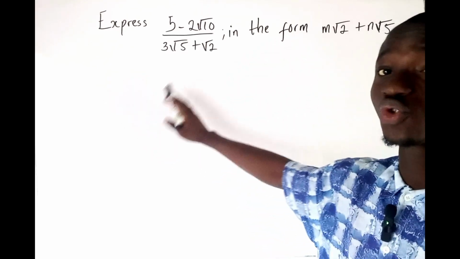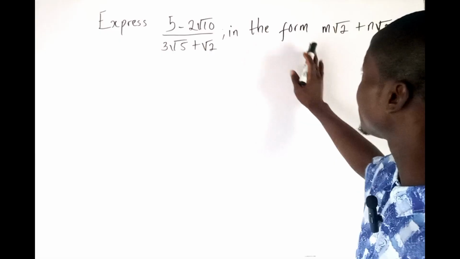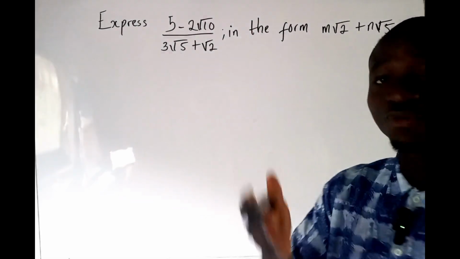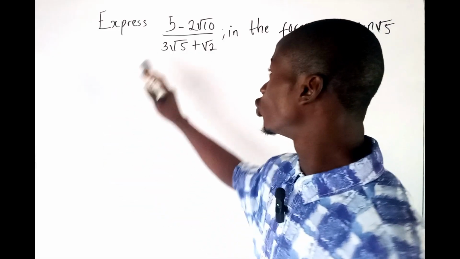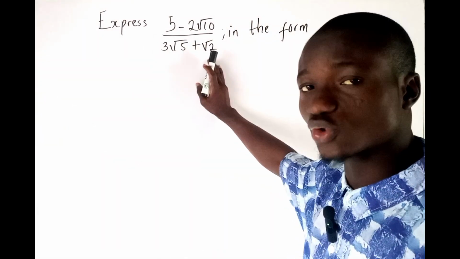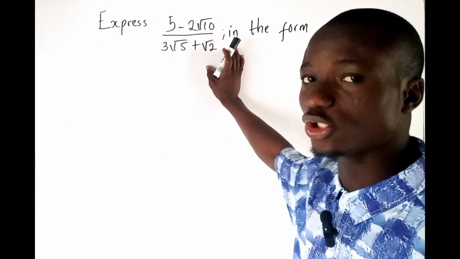Express (5 minus 2 root 10) all over (3 root 5 plus root 2) in the form m root 2 plus n root 5. How do we go about it? First of all, we observe that our denominator in this fraction is in roots, and because it's in roots, we are going to look for the conjugate of this denominator.